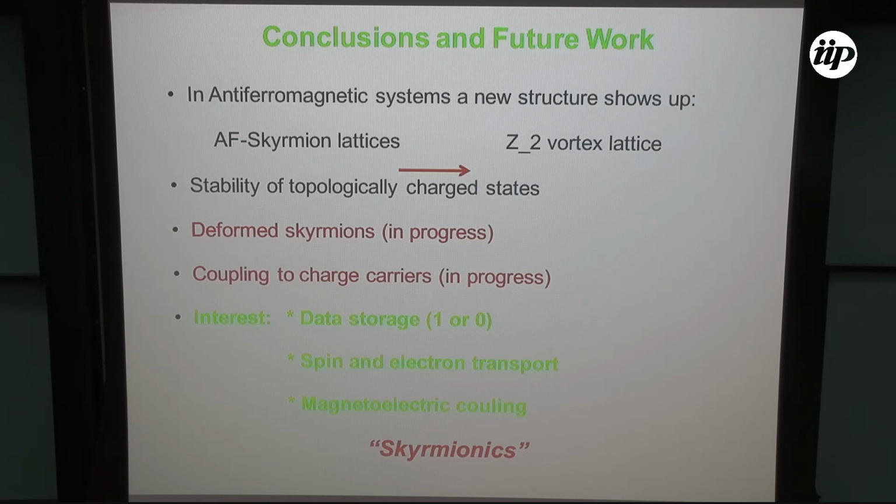And then why is this interesting? One of the things they want to use it for is data storage, so you have either a skyrmion or nothing, and that means one or zero. Spin and electron transport is also being studied, because apparently you need very low electric fields, very low currents, to move these, as compared to other magnetic domains. And more recently, I got interested in this. Okay, there's a P missing. It's not cooling, it's coupling.